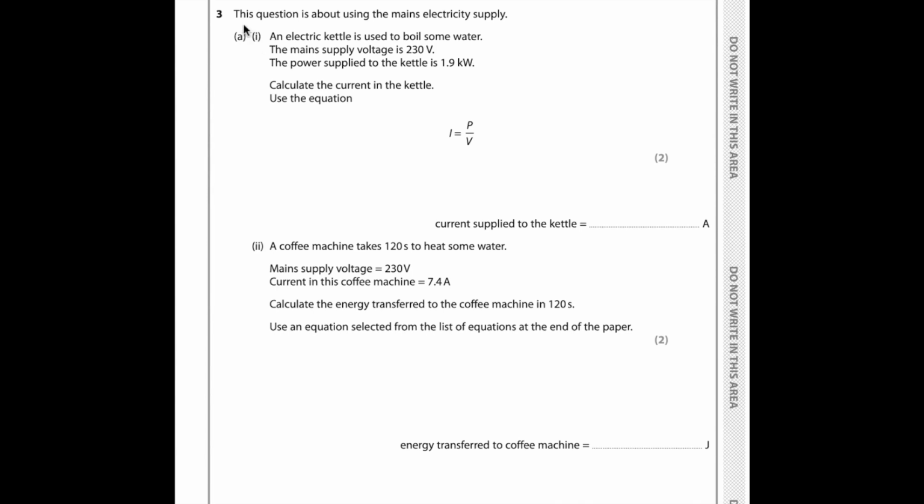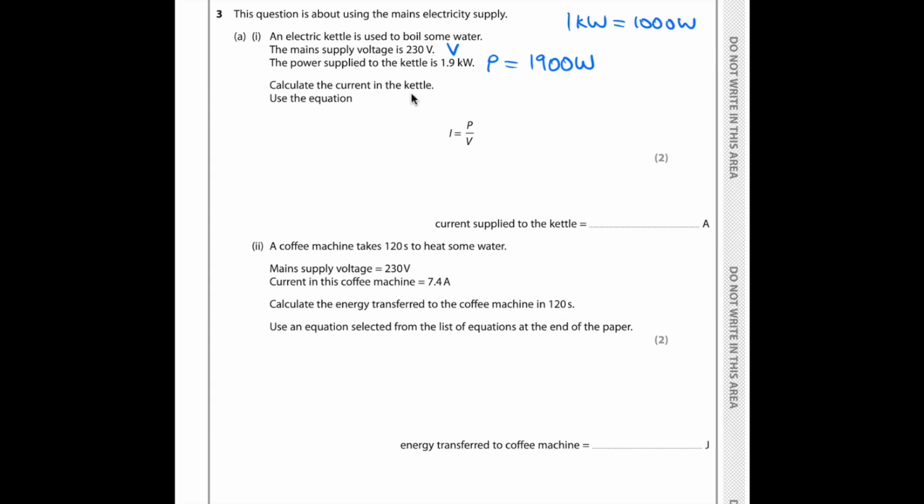Question 3. This question is about using the mains electricity supply. An electric kettle is used to boil some water. The mains supply voltage is 230 volts, so that's our V. The power supplied to the kettle is 1.9 kilowatts, so that's power, and we'd better put that into watts straight away, just in case we need it. Remember, 1 kilowatt equals 1,000 watts.